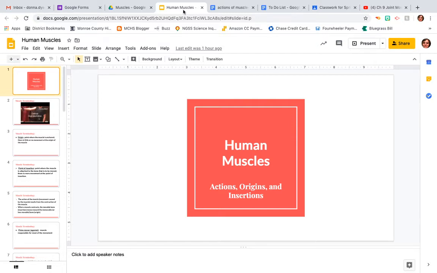Today we're going to be looking at actions of muscles. I had thought about putting this unit off until a little bit later, but at this point, we really don't know how long we're going to be out of school, and so I thought we would go ahead and do this unit, and we'll look at just human muscles.